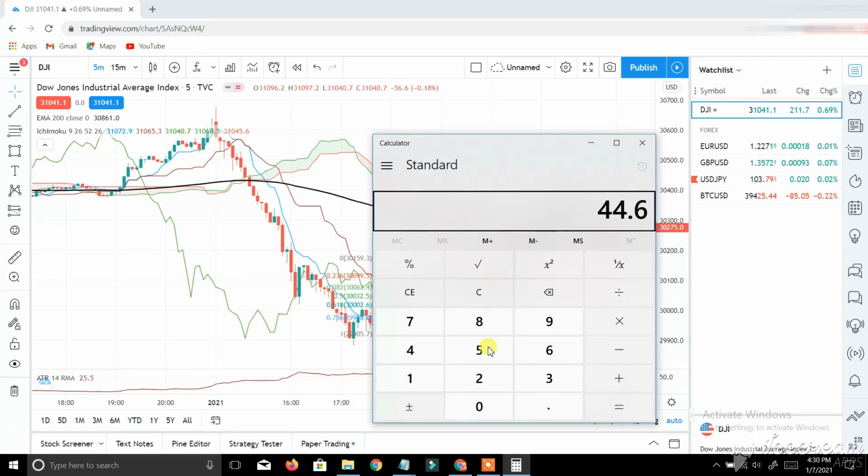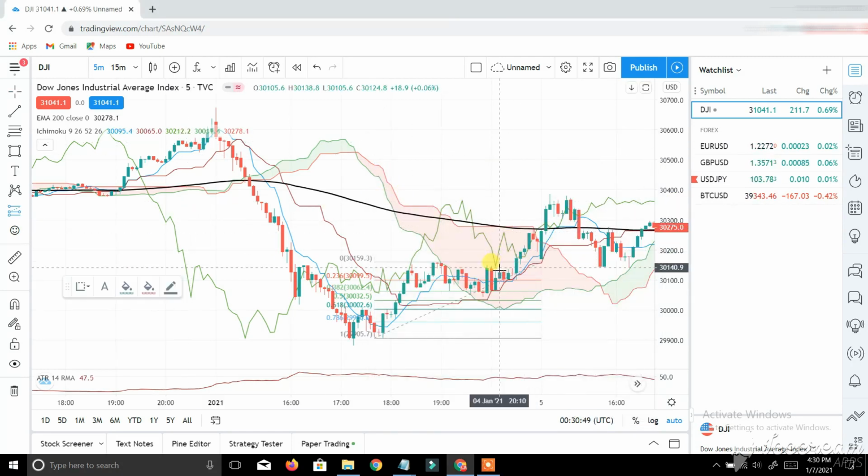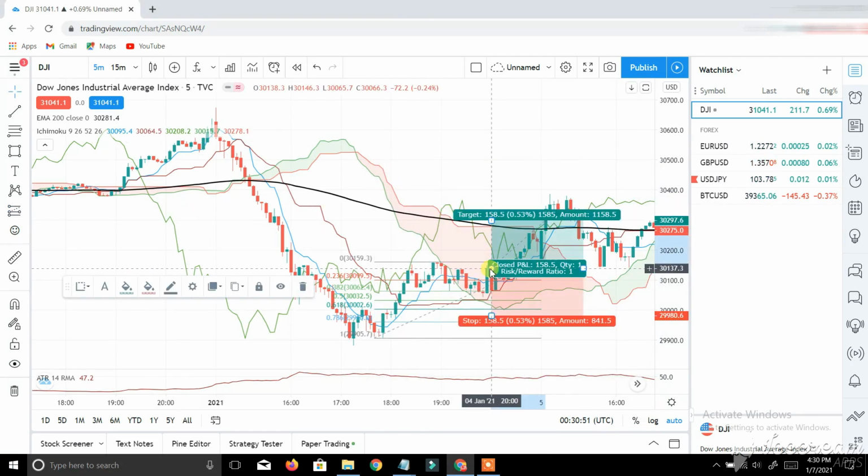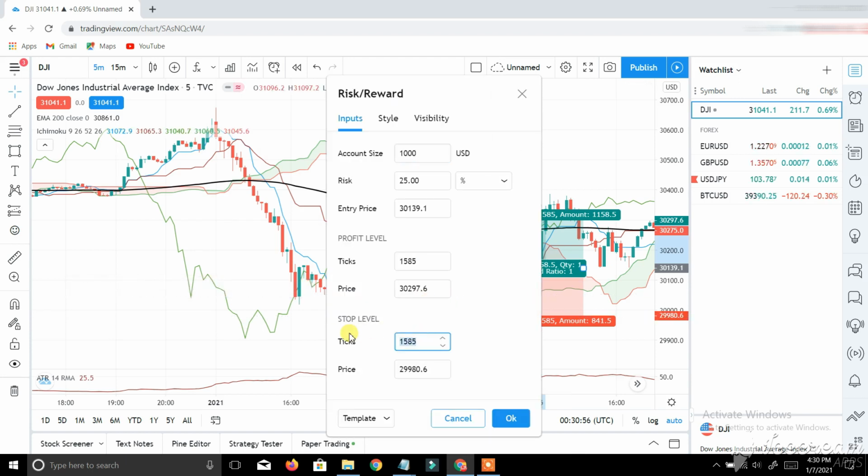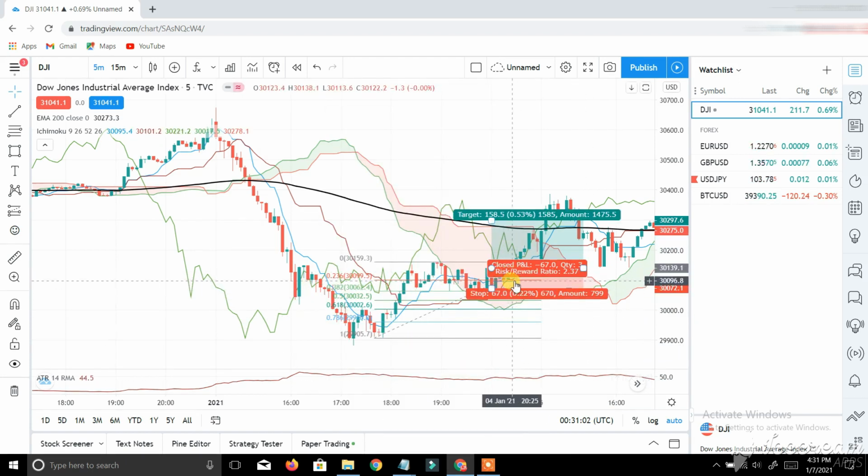44.6, then I use 1.5x the ATR, which is a 67 pip stop. So guys, I'm looking to get in on this trade for a buy for a 67 pip stop. So as you can see guys, we lost this trade, guys.